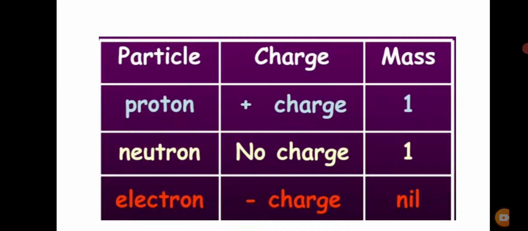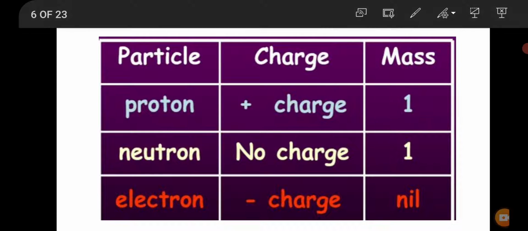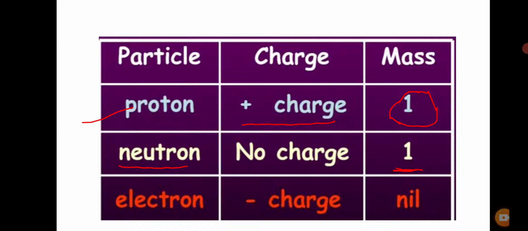So two particles were discovered inside the atom, protons and electrons. Later on, neutron was discovered by Chadwick, and so there are three types of subatomic particles we have to learn. Protons have positive charge, and mass is taken as 1 unit. Neutrons are neutral, they have no charge, and the mass is the same as that of proton, 1 unit. Electrons have negative charge and negligible mass. So these are the three types of subatomic particles.